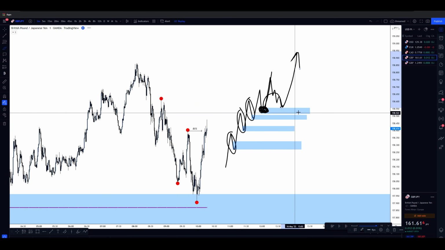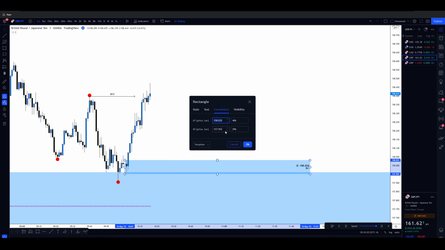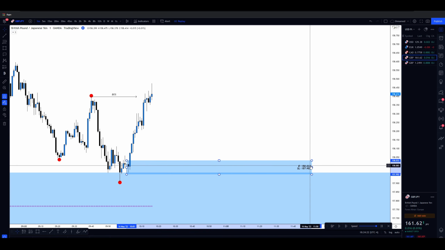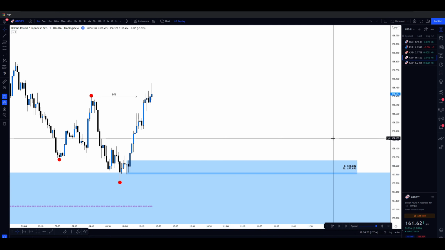Entry would have been just the open at 032. And then stop loss would be just the bottom at 952. Perfect. And mind you, look at the day that this is all taking place on. This is taking place on a Monday, the day that everyone says do not trade. Do not trade on a Monday.